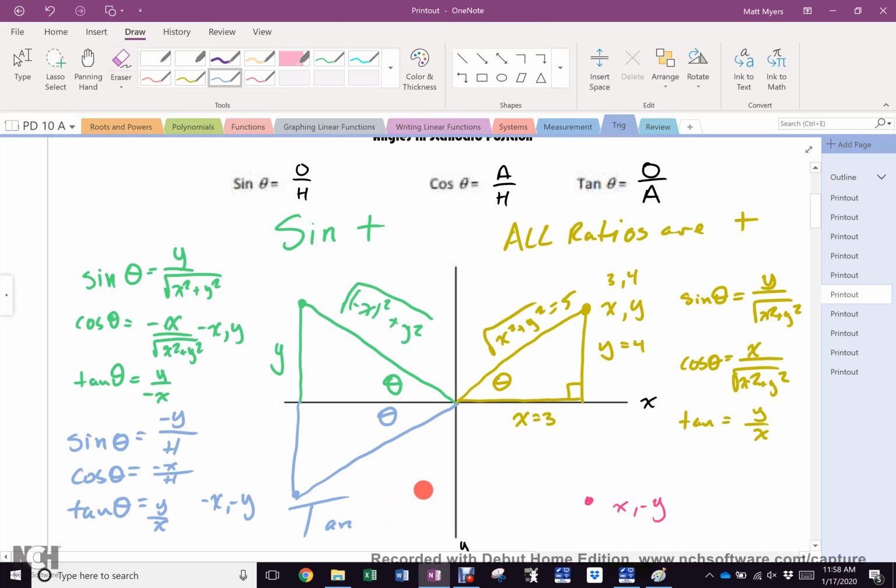Now, without writing anything down, what do you know is going to happen with pink theta? I think cosine is going to be positive. We know cos is positive, right? Yeah. And we know that what is sine? Negative. Negative y over h. What is cosine? Cosine is x over h. And what is tan?